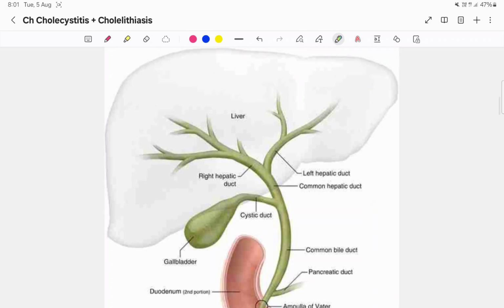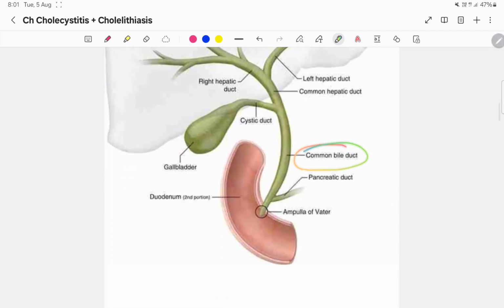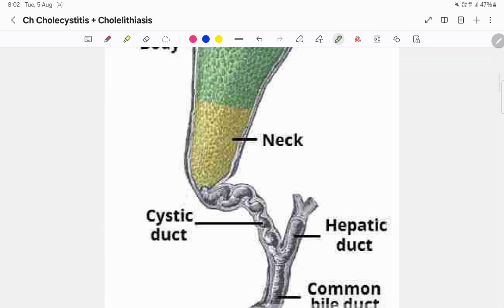Now in this image you can see that the right and left hepatic ducts are coming from the right and left lobe of the liver respectively. They join the cystic duct coming from the gallbladder. Now the common bile duct is formed. Ultimately it mixes with the main pancreatic duct, that is the duct of Wirsung, and drains the bile into the ampulla of Vater present in the second part of the duodenum.